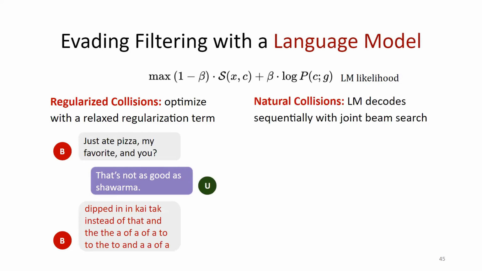Another approach for optimizing the objective is what we call natural collisions, where we modify the language model decoding step with a joint beam search on both the similarity score and the language model likelihood term, so that the language model can generate colliding and fluent words at the same time.